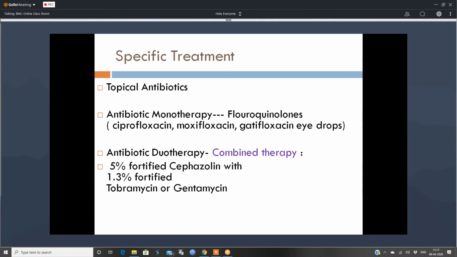Okay, so we can either go for monotherapy, but if you feel that the patient is not responding to monotherapy, or if you feel that the organism might be very virulent and the ulcer is looking very violent, we can go for fortification or combined therapy. Okay, so that is about specific treatment.